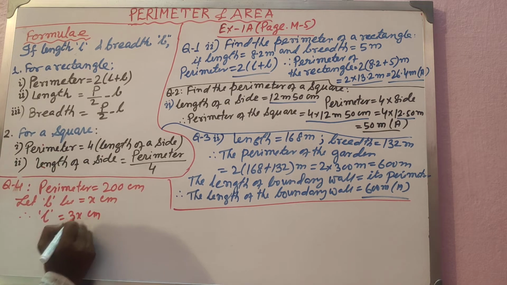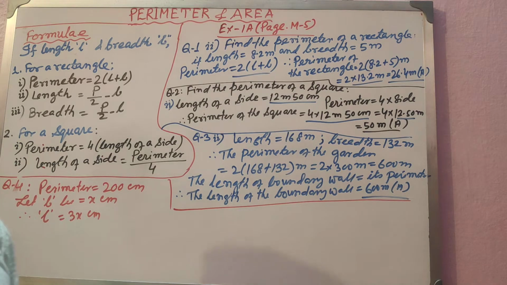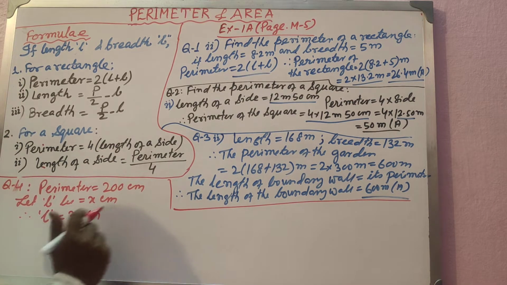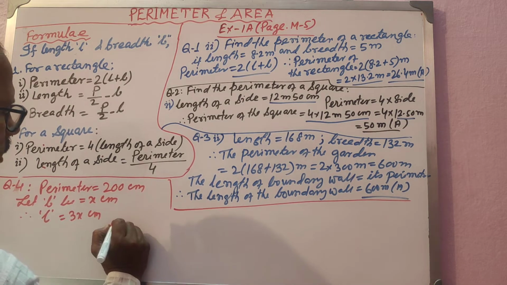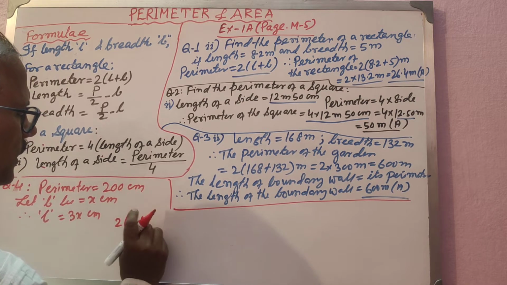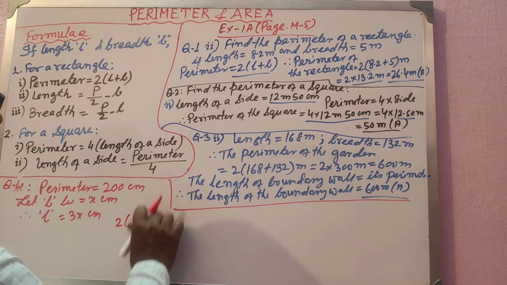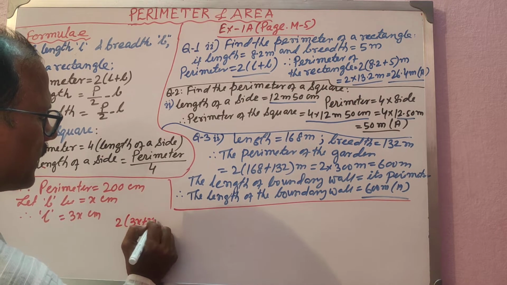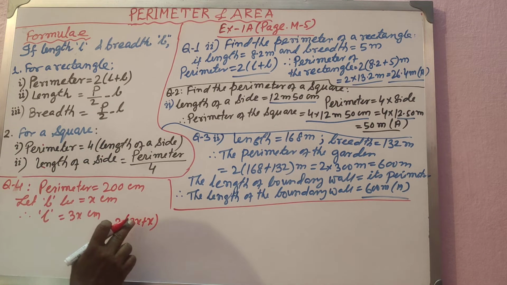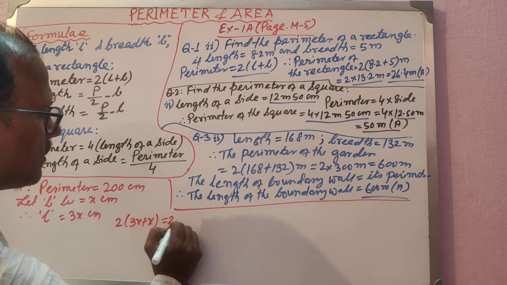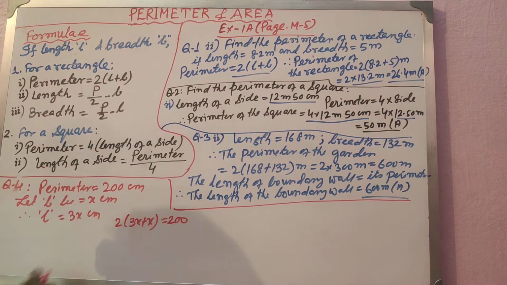Length is 3 times its breadth. Now find the length and the breadth. So, what will you do? In terms of x, the perimeter will be 2 into (3x plus x), length plus breadth. Length you write first. That is the perimeter in terms of x, and it is given to you as 200, that is equal to 200, isn't it?